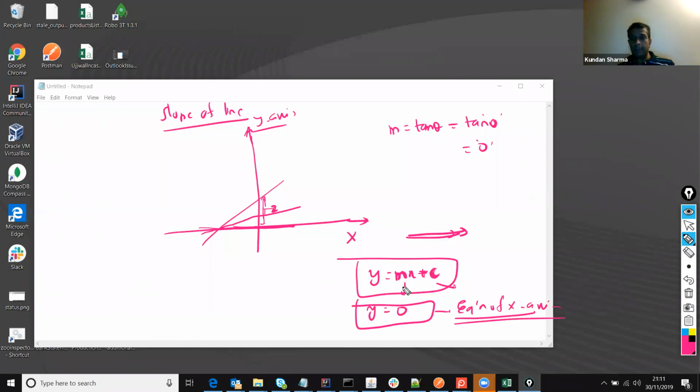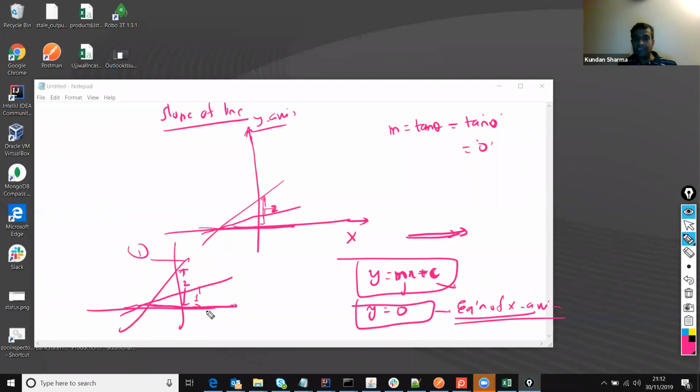Is this clear to you? No, not clear. Okay. If this is line number 1, and this distance is 2, then what is the intercept made by the line on y-axis? 2. Okay. If this distance is 1, what is the intercept made by the line on y-axis? 1. If I further reduce it and make it like this, now what is the intercept made by the line on y-axis? 0.